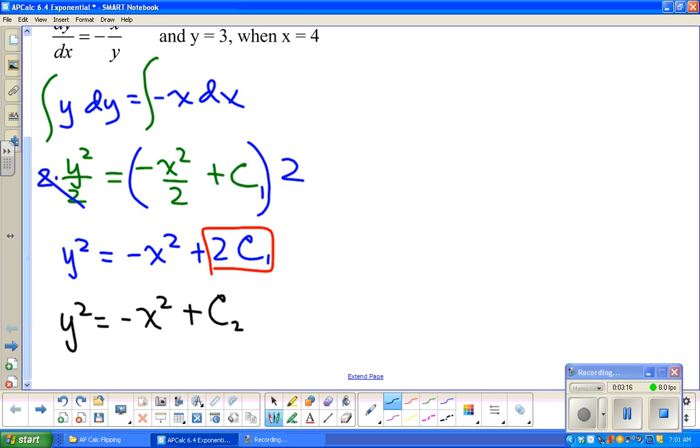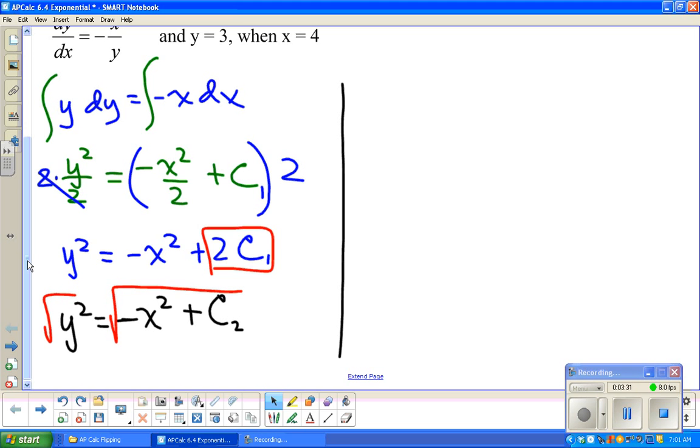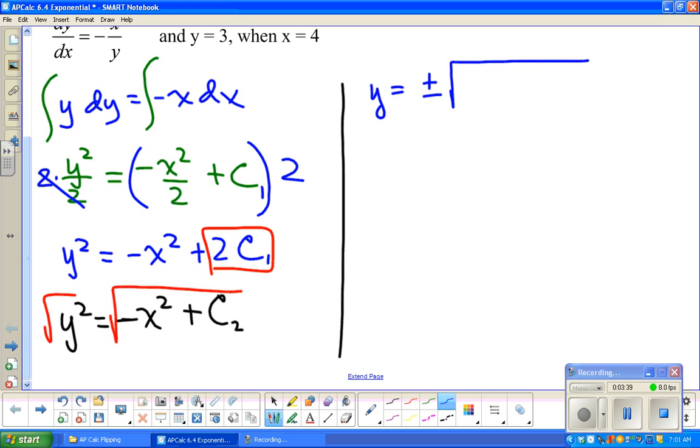Okay, we're almost done. We need to do y equals, so I would prefer to call that y, that instead of y squared, we're going to take a square root of both sides. Okay, and so what I'm left with now is y equals plus or minus the square root of negative x squared plus c.